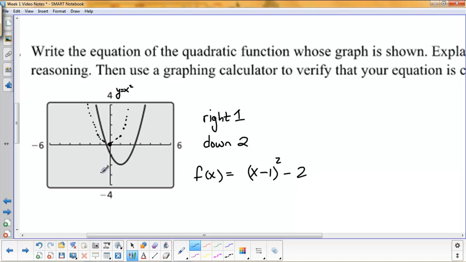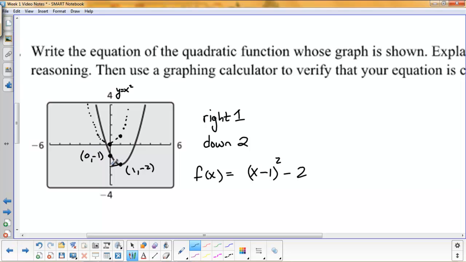Now the next thing I need to do here is address a vertical stretch or a vertical compression. I'm going to address that by looking at this particular group of points here. I know if I go over 1 and up 1 on the parent function parabola, I am back on the parabola again. I know that the vertex of this is at (1, negative 2), and it looks to me that this has a y-intercept of (0, negative 1).